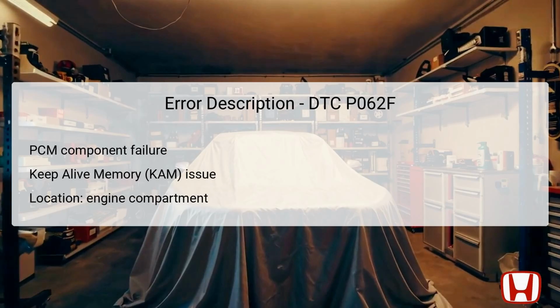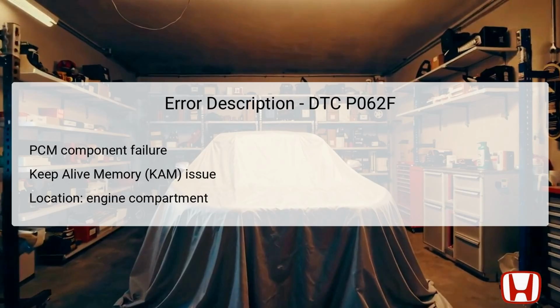The error identified by DTC P062F indicates an internal control module Keep Alive memory problem within the Powertrain Control Module, or PCM. The PCM is the computer that manages the vehicle's engine and transmission functions, ensuring optimal performance and efficiency. If there's a failure in the KAM, it means that crucial operational data may not be retained when the vehicle is turned off, which can disrupt the engine management system's effectiveness.